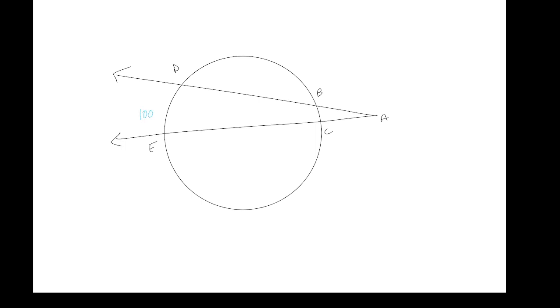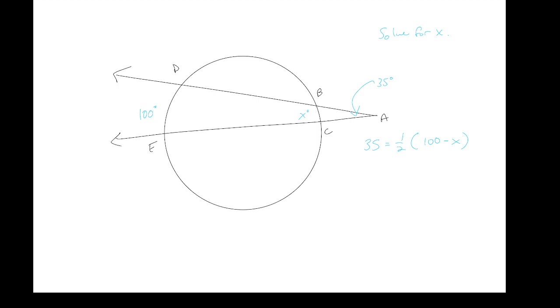It says this arc DE is 100 degrees, that this is X degrees, that's arc BC, and that this angle right here is 35 degrees. We're going to solve for X. Remember, the measure of angle A is going to be equal to 1/2 of the outer arc DE minus the inner arc BC. So in other words, angle A, which is 35, is equal to 1/2 of that outer arc 100 minus the inner arc BC, which is X.